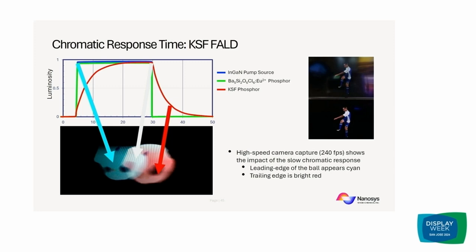So this is a particular example of a white object moving across the screen. It's also very apparent in text applications. So if you see web pages or scrolling, like digital books, you can also see ghosting effects from slow response times from phosphors.